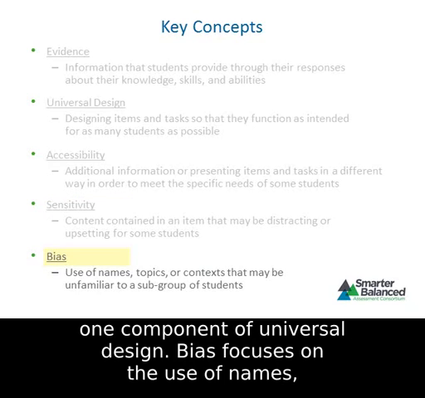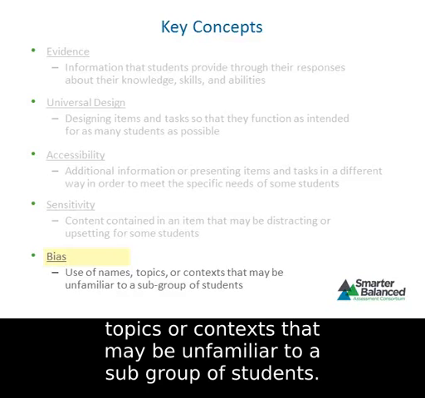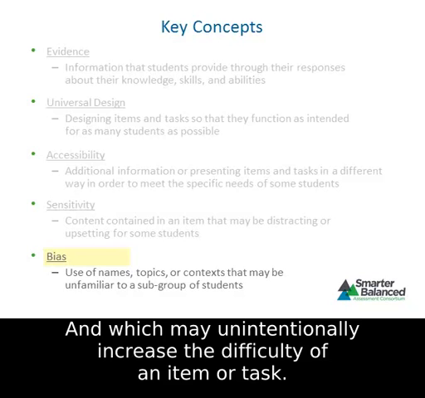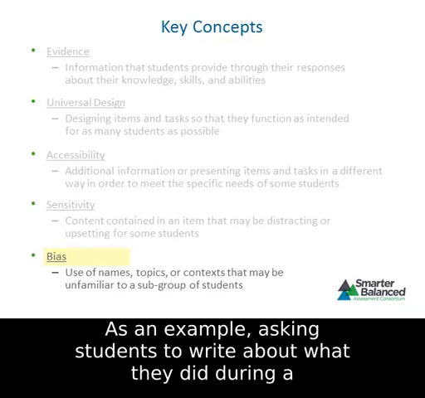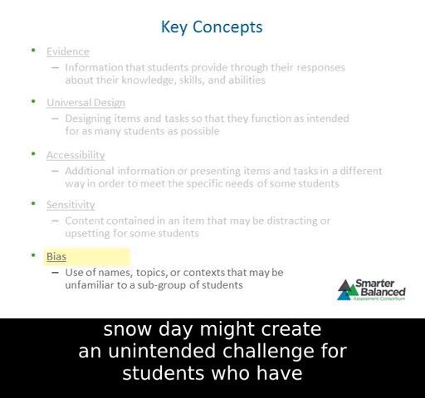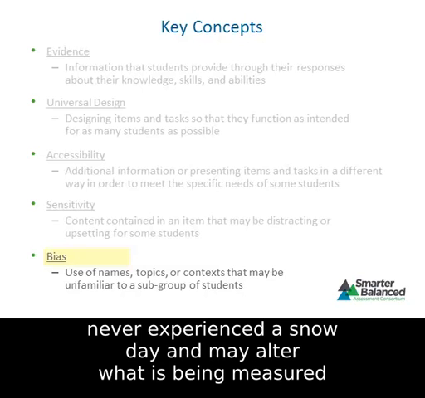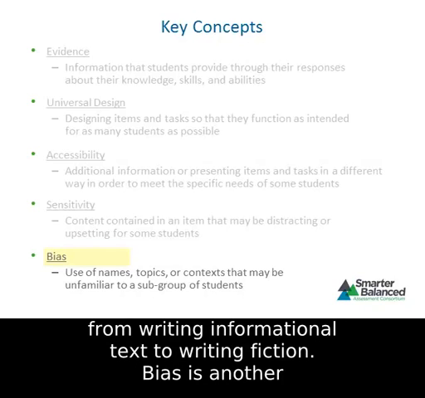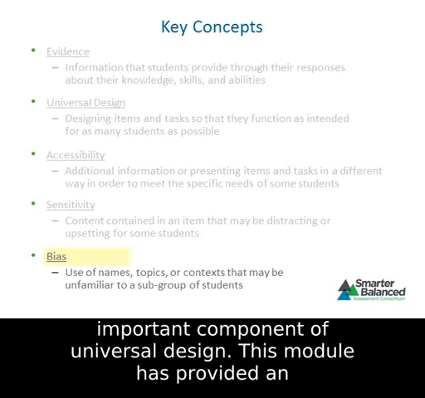Bias focuses on the use of names, topics, or contexts that may be unfamiliar to a subgroup of students and which may unintentionally increase the difficulty of an item or task. As an example, asking students to write about what they did during a snow day might create an unintended challenge for students who have never experienced a snow day and may alter what is being measured from writing informational text to writing fiction. Bias is another important component of universal design.